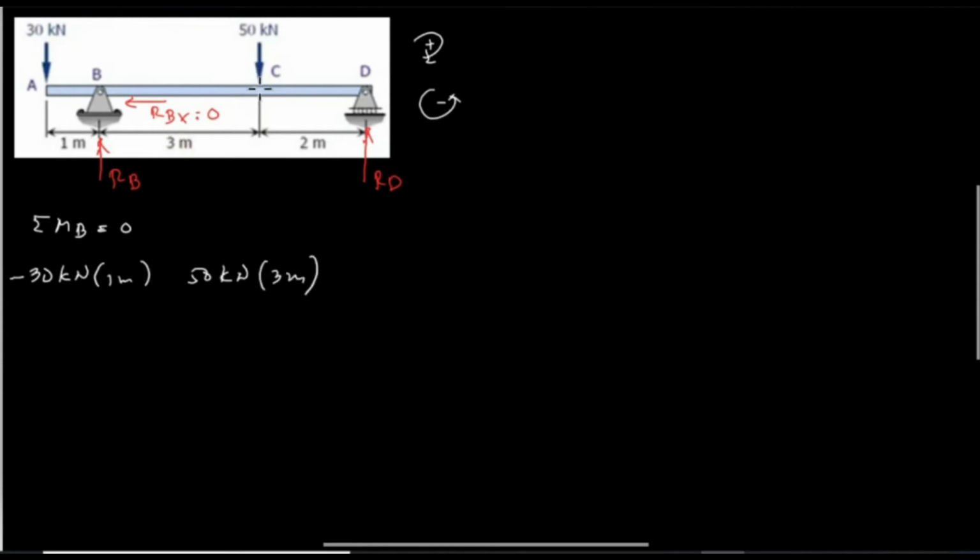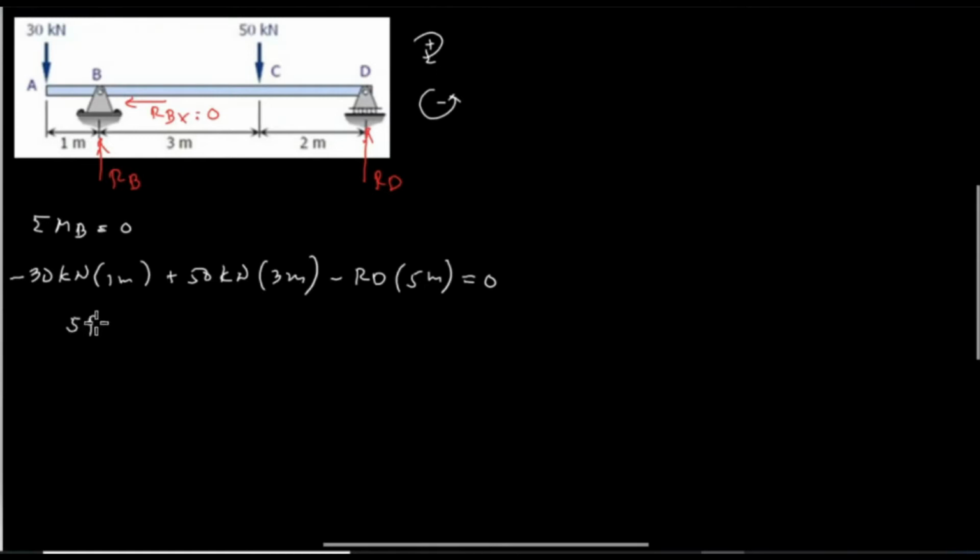And the direction from C to B is clockwise, and therefore the sign is positive. And the last point, which is D, where we have a reaction RD. The distance from D to B is 5 meters, and the direction is counterclockwise, which is negative, and equate to 0. Then sum up.